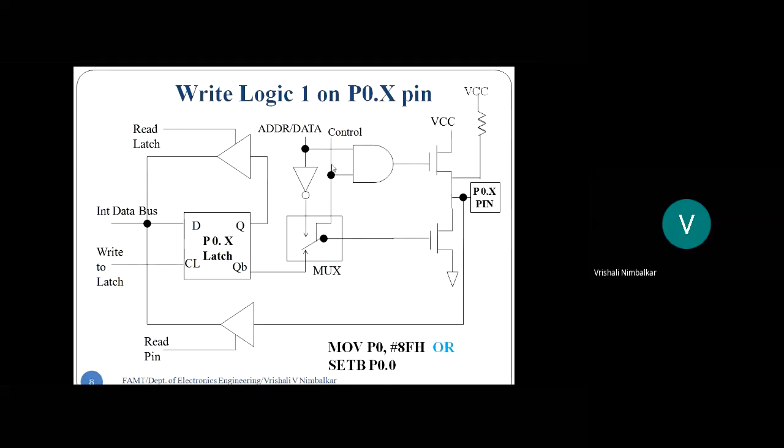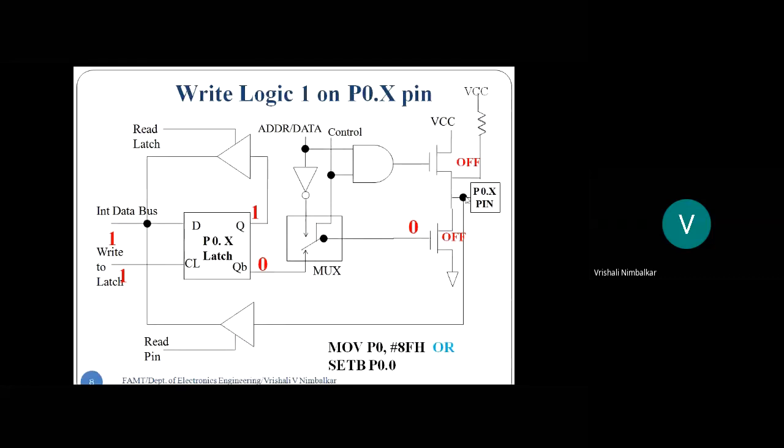Let us see the same operation, writing logic 1. So the upper MOSFET was already off. The microcontroller will place logic 1 on the data bus. It will enable the write signal. This will enable the latch. Q bar will be its complement. Logic 0 will be transmitted. It will turn off the lower MOSFET. Right? So the upper MOSFET is off. The lower MOSFET is off.